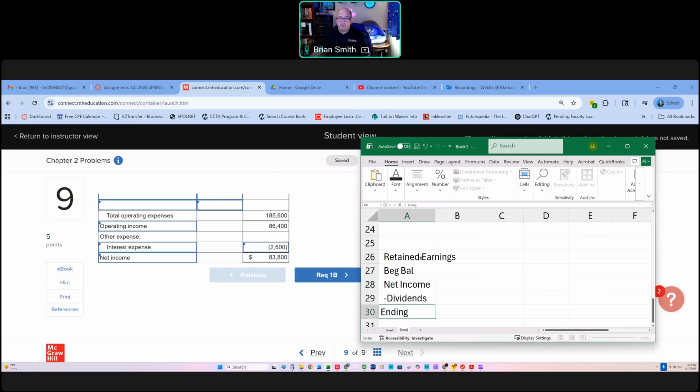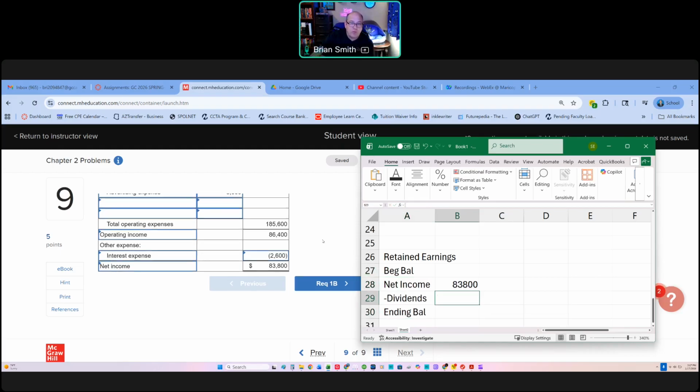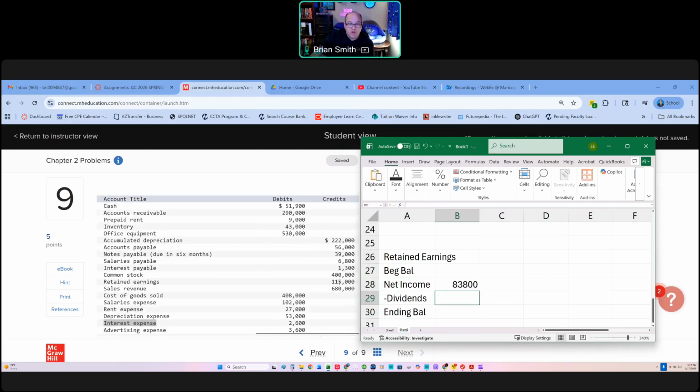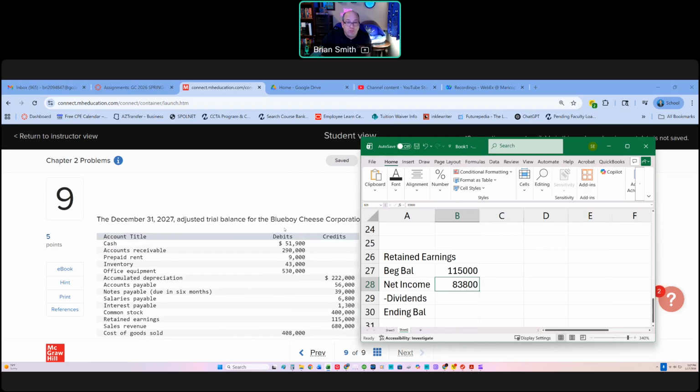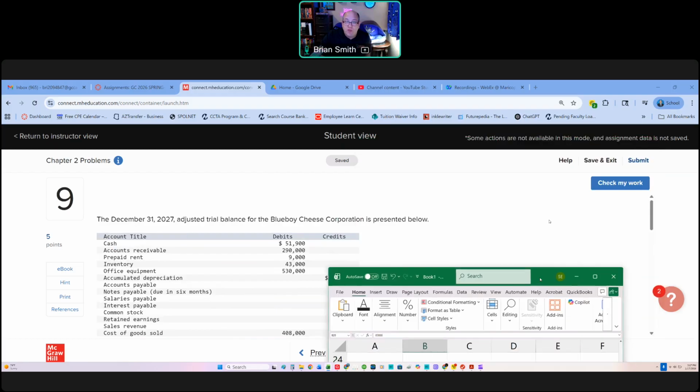That'll be our ending balance. So we have our net income of 83,800. Let's find out what we got up here. It says retained earnings, beginning balance. Let's just do that. 115,000. I don't see anything else. That's common stock. I don't see any other additional information telling us something else.